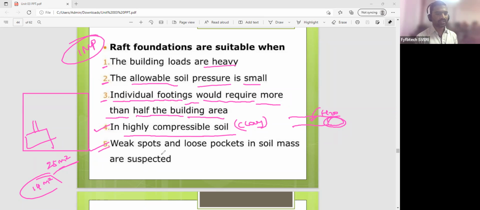Then fifth point, weak spots and loose pockets in soil mass are suspected.